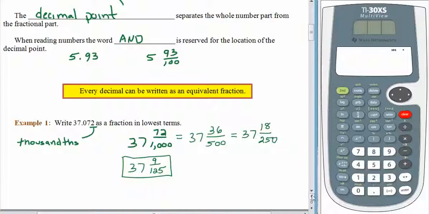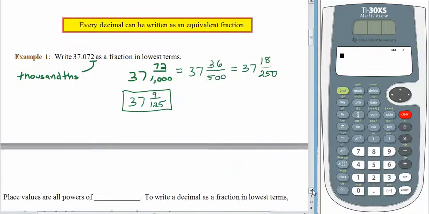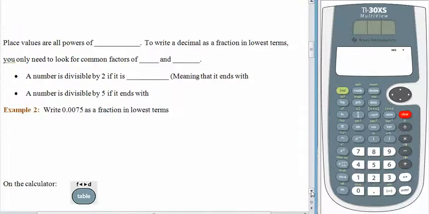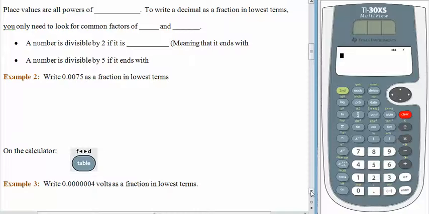Why don't we try another? Let's flip the page and recap a little bit of what we said a second ago. Place values are all powers of 10. To write a decimal as a fraction in lowest terms, we need to look for common factors, but we only need those that are factors of 10, because otherwise they wouldn't be common. So we care about 2's and 5's.